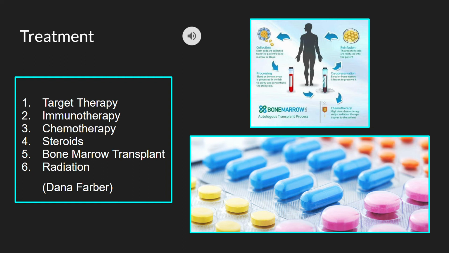Chemotherapy can be used to kill the fast-growing cells. Steroids, specifically corticosteroids, are used to control the inflammation in the body that this disorder causes. Another option is bone marrow transplant, also known as stem cell transplants, and this includes replacing the diseased bone marrow with healthy bone marrow. And this bone marrow can be from a donor or it can be from yourself, which is really cool. And then there's also radiation, which would shrink and kill the plasma cells using high-powered energy beams.